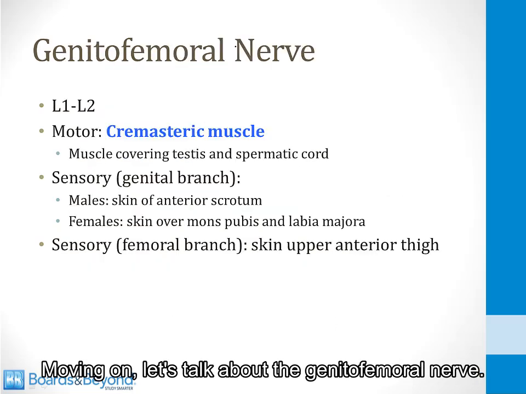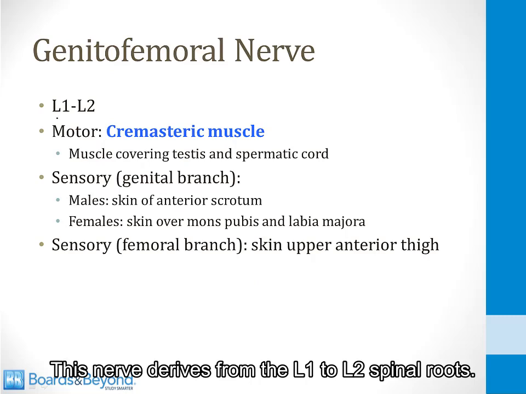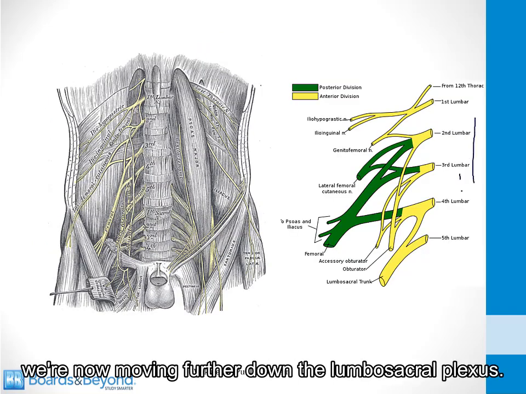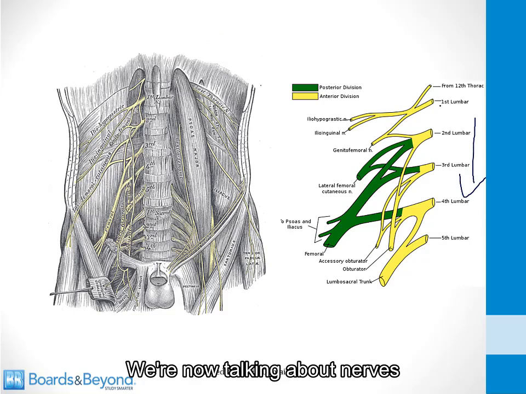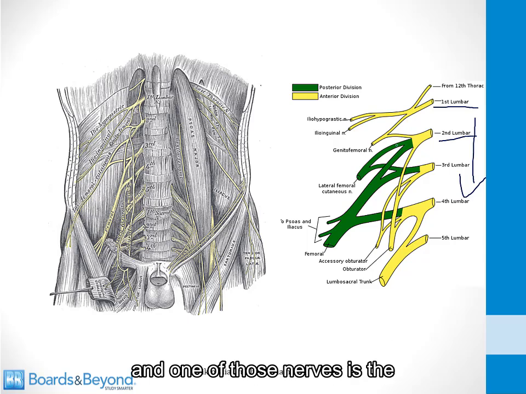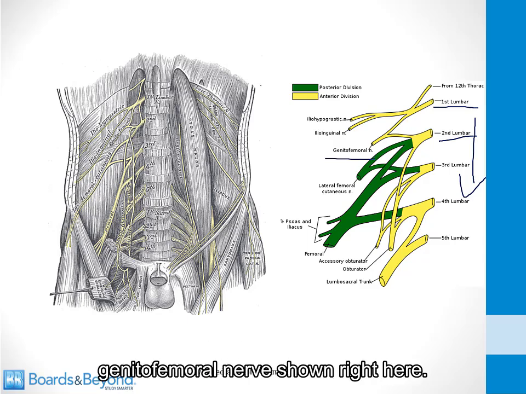Moving on, let's talk about the genitofemoral nerve. This nerve derives from the L1 to L2 spinal roots. If we go back to this picture, we're now moving further down the lumbosacral plexus. We're now talking about nerves that come from the first lumbar and second lumbar region. And one of those nerves is the genitofemoral nerve shown right here.